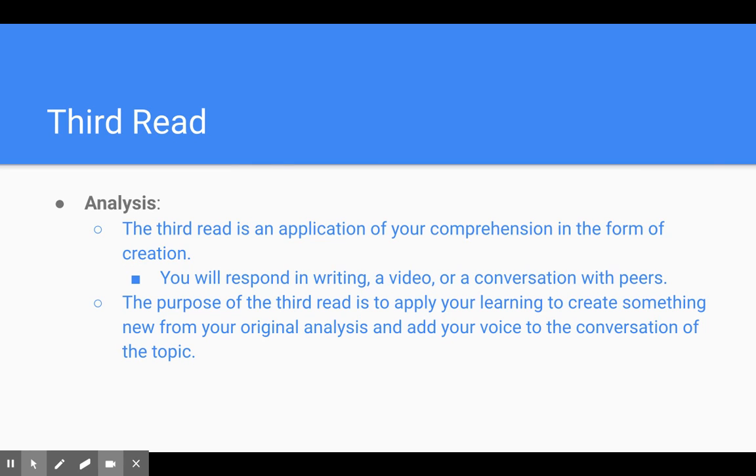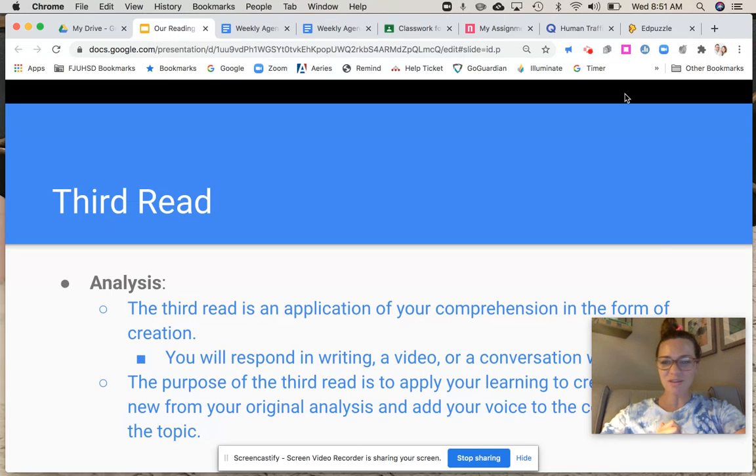The purpose of the third read is to apply your learning. So to do something with it, it's not enough to just read something. We have to create something out of it to add your voice to this conversation and to elaborate on your topic and move forward with your learning of the topic. So that is our reading process, the 3 reads.